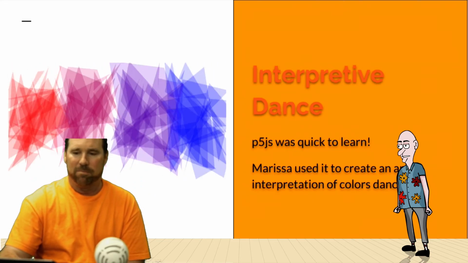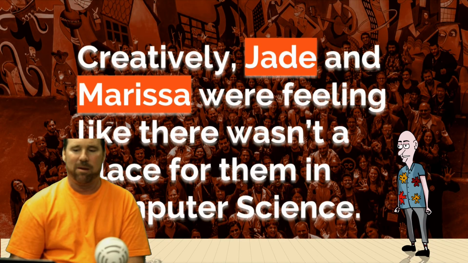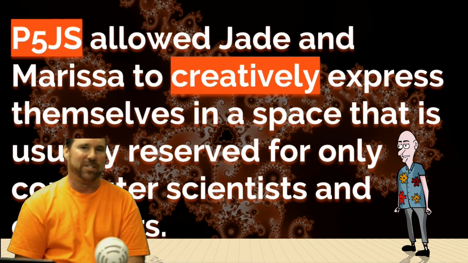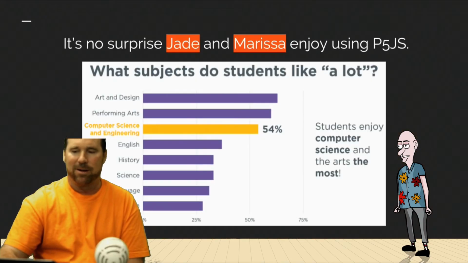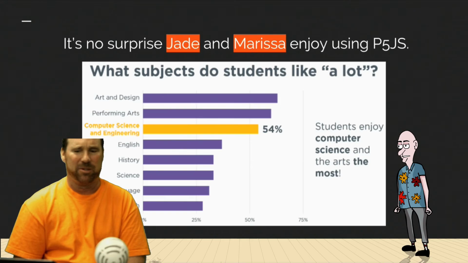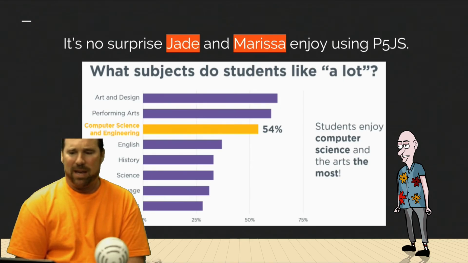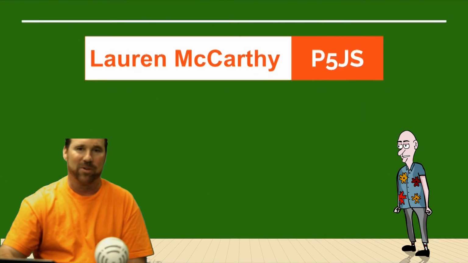Okay, so creatively, Jade and Melissa were feeling like there wasn't a place for them in computer science, but P5JS allowed them to. So anyway, this entire subject has a hard time attracting students, but in a poll by code.org, they found that students like art, design, and performing arts classes the best. Right after that is computer science and engineering. So pairing it with arts is really a great place for it to be.